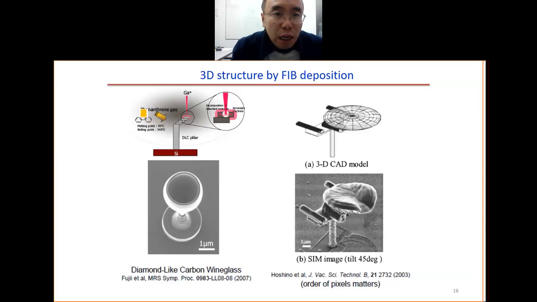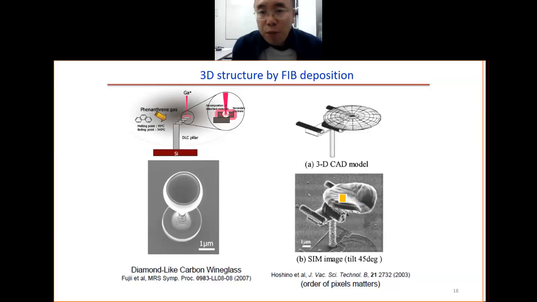Here we use this phenanthrene gas to deposit diamond-like carbon. By moving the beam around, you can have 3D structures. Otherwise, it is very difficult to make such structures. By using ion beam deposition or two-photon lithography, you can make nanoscale structures. The difference from two-photon lithography is that there we usually just make a polymer resist. But here, this can be metal, it can also be diamond-like carbon, and it can also be silicon dioxide.